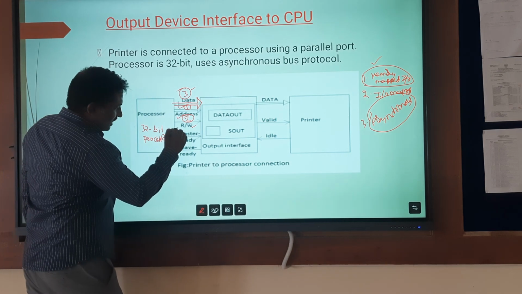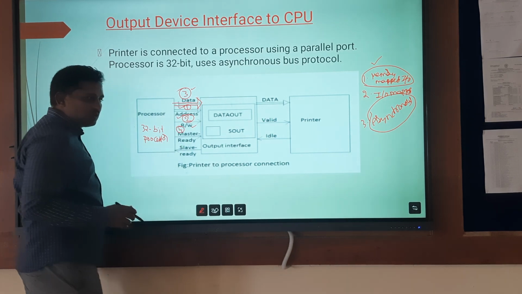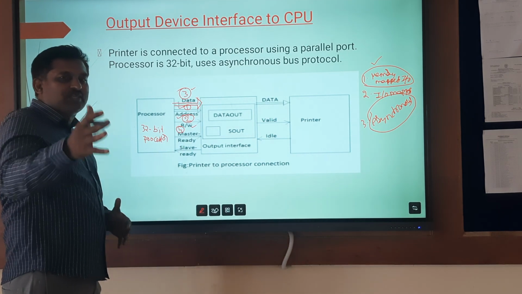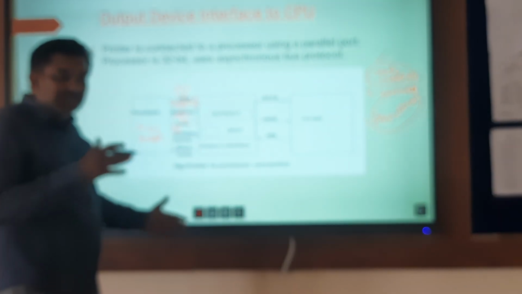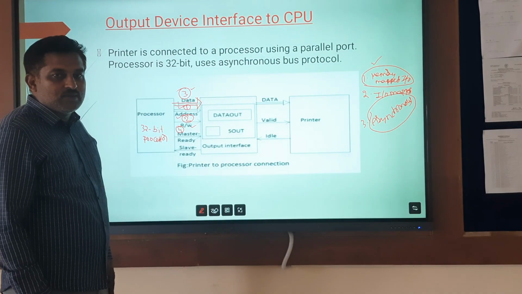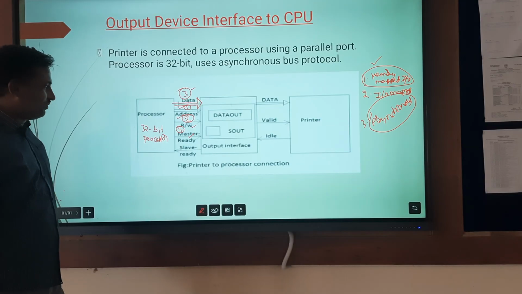And my fourth step is, once the processor is ready to participate in the data transfer, it informs the slave device by asserting the master ready signal. With the help of the master ready signal, the processor informs the slave device that the processor is ready to participate in the data transfer. This is my fourth step.